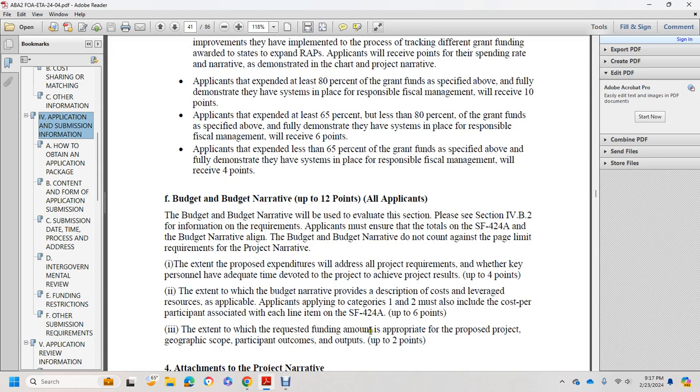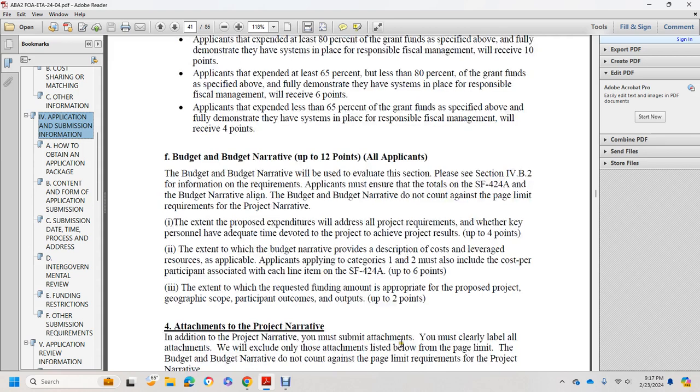The extent to which the requested funding amount is appropriate for the proposed project geographical scope, participant outcomes, and outputs, up to 2 points.